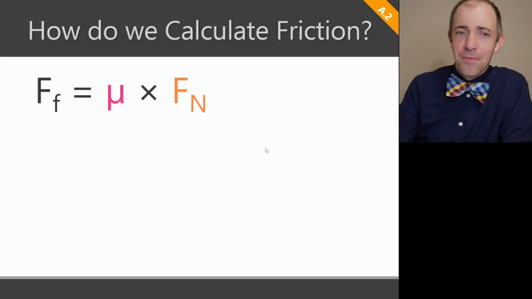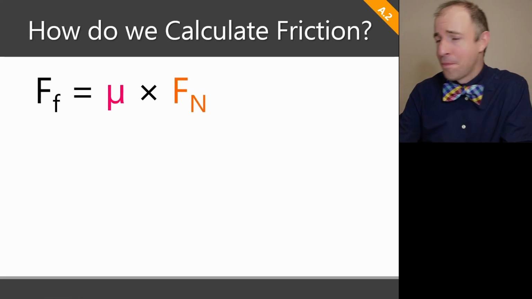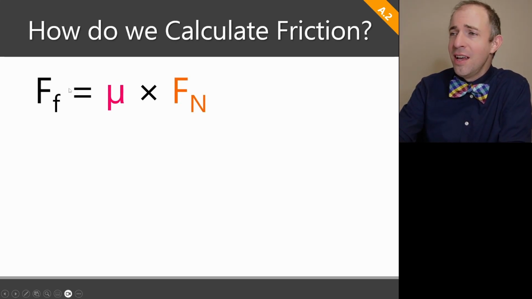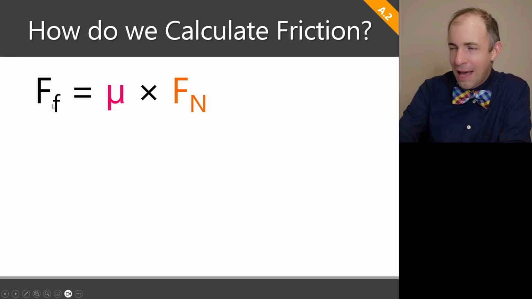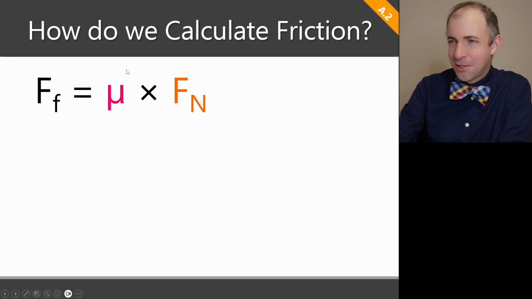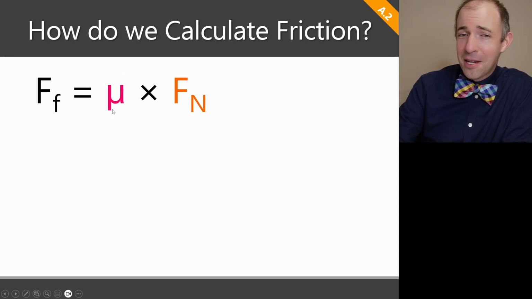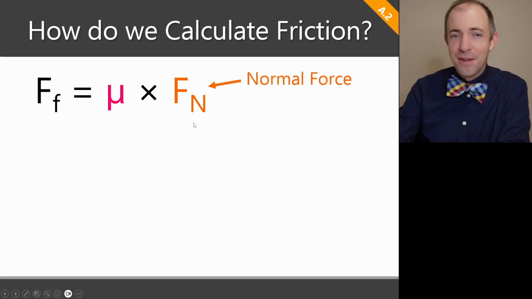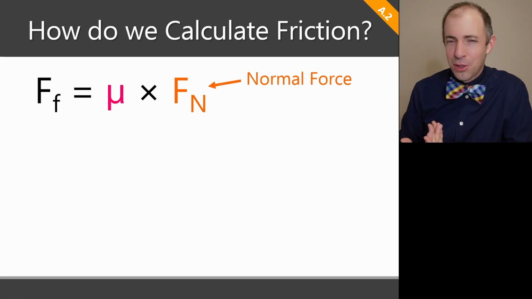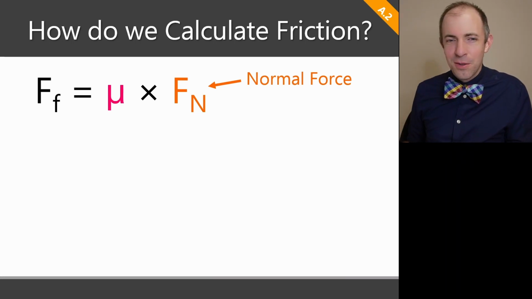We can calculate the value of both dynamic and static friction. It's the same relationship. The force of friction, FF, is equal to this coefficient, the Greek letter mu, times Fn. We've seen Fn before. That's the normal force. It's the force that the surface is pushing back. And it kind of makes sense that it shows up in here.